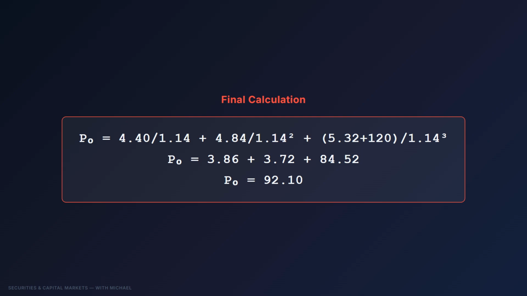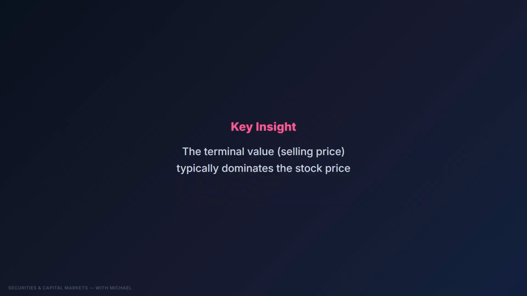4.40 divided by 1.14 is 3.86. 4.84 divided by 1.14 squared is 3.72. And 125.32 divided by 1.14 cubed is 84.52. Adding them up, the stock is worth 92.10 today.